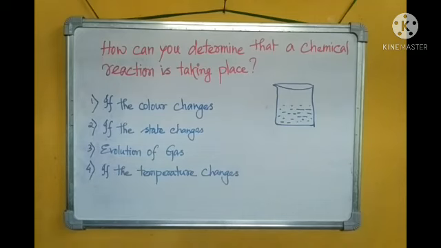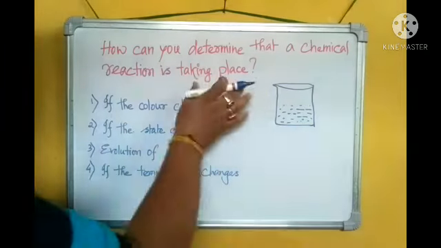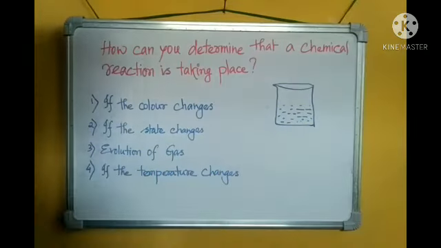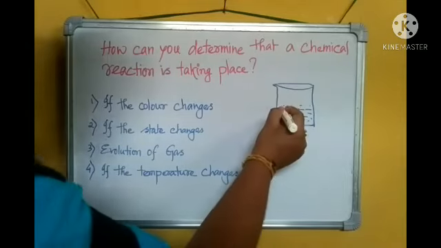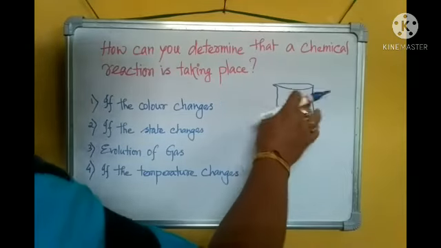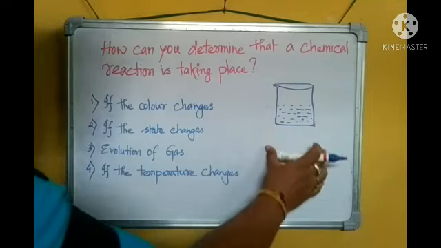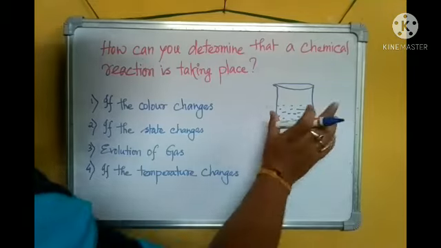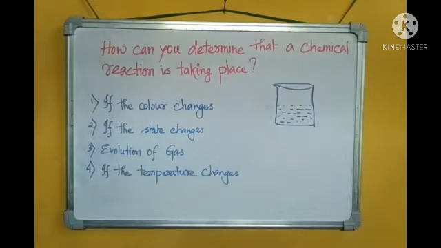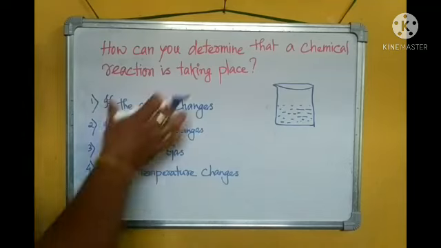Before going on to the types of reaction, one important thing is how you can determine that a chemical reaction is taking place. Suppose we have a beaker here, and something is going on in it, meaning it has some liquid or some solid in it. If anyone asks you whether any chemical reaction is going on in this beaker, how will you determine that a chemical reaction is taking place in the beaker? Generally, we will look at these 4 observations.